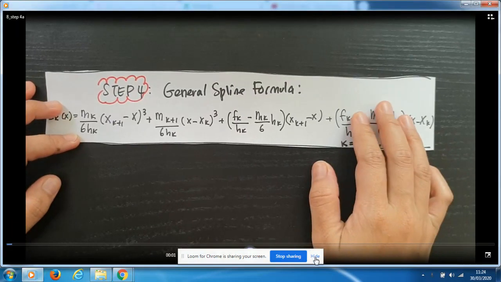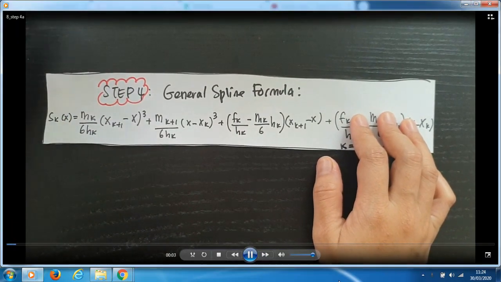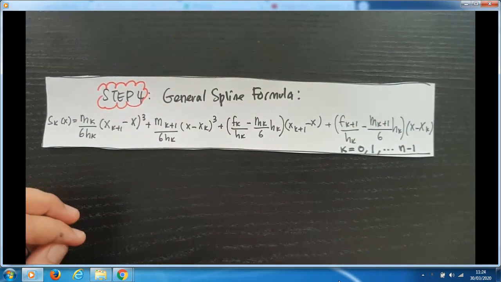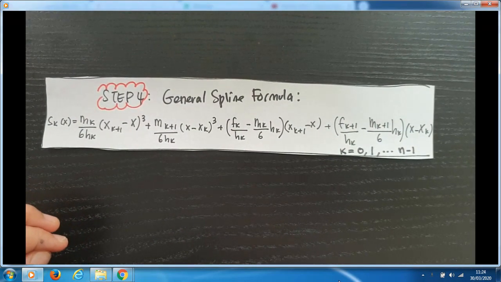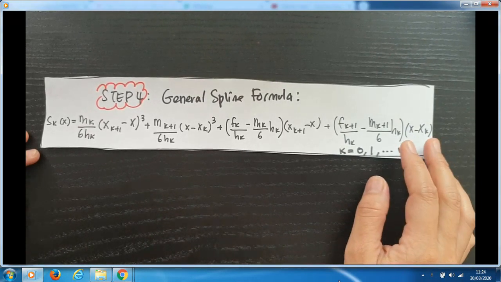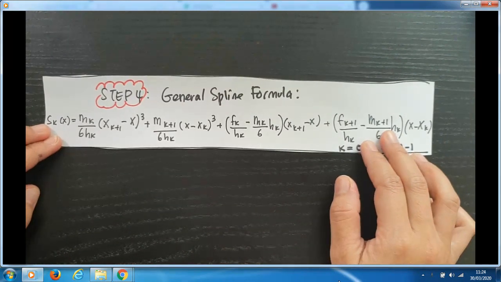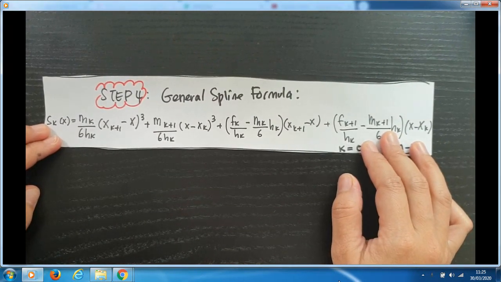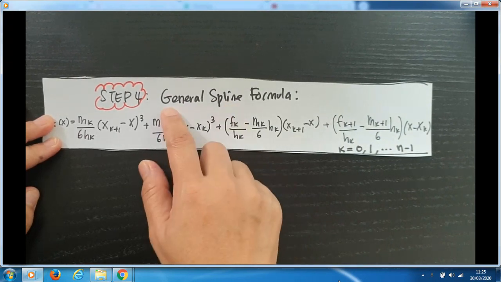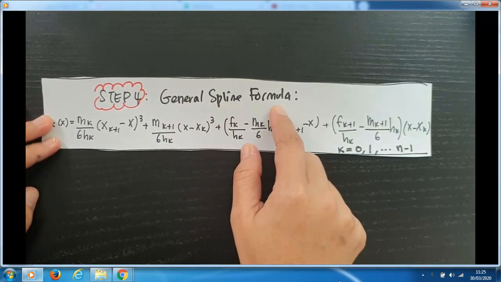Okay, so tadi kita dah settle for step 3. So we have already found the value of M1 and M2 in the previous step 3 using the matrix solution. So now we go to the final step, which is step 4. This is where you're going to generate or develop your spline formula.